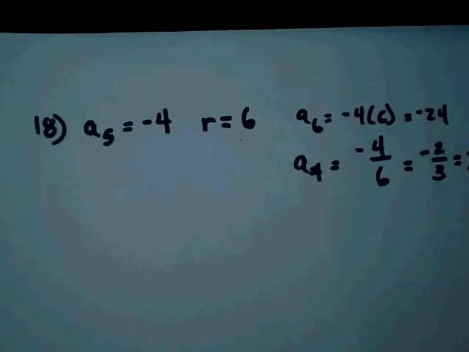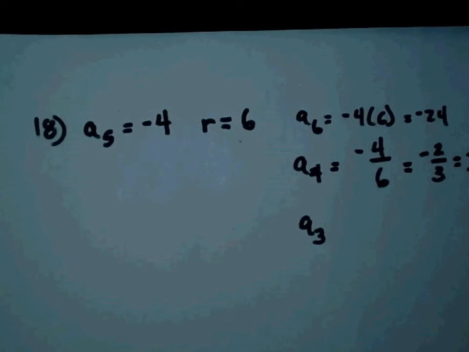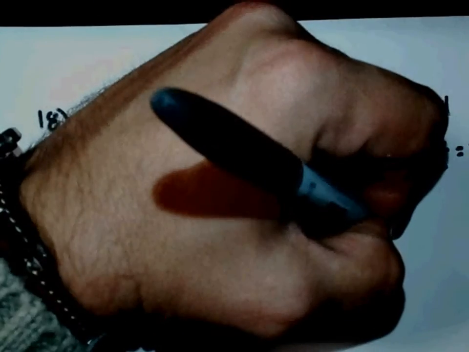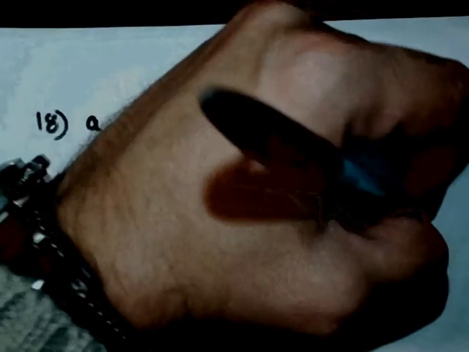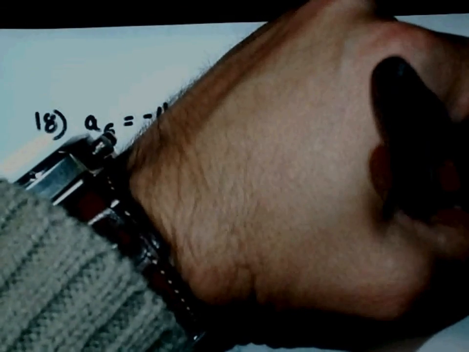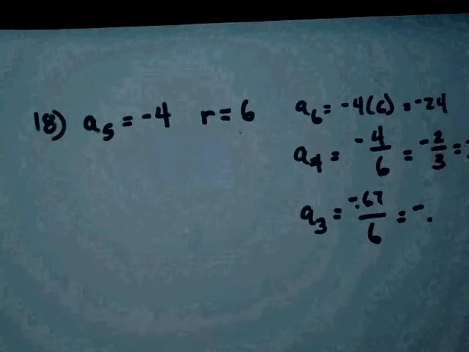How do I find the A3 term? I'm still working backwards. I'm taking the A4 term, which is -0.67, and dividing by the common ratio. What is its value? -0.67 divided by 6 is negative point, and then you filter it off, -0.111. Okay?